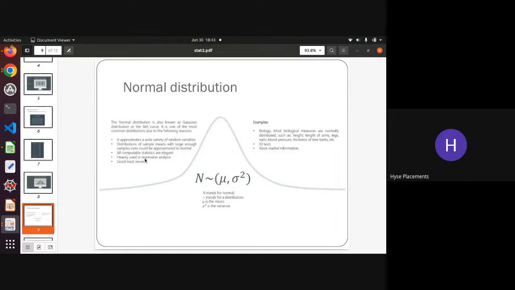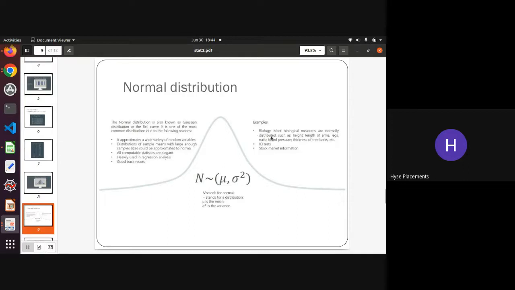Regression is something where you have a true value for it. A true value you'll be having. We'll discuss more on regression analysis later. And good track record means people use it, it has good scope to identify the patterns and all.